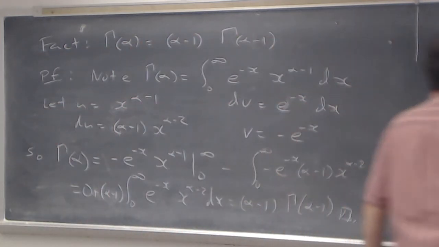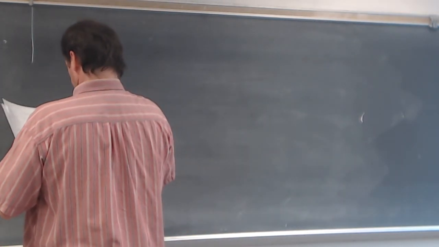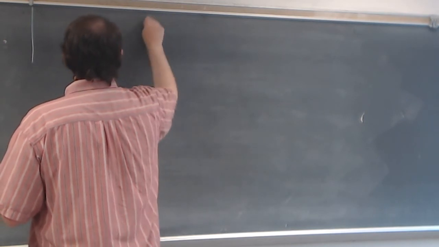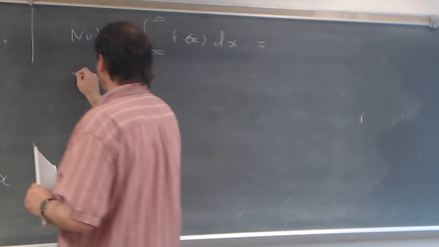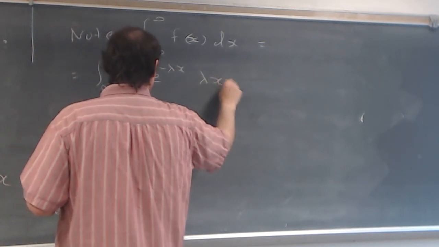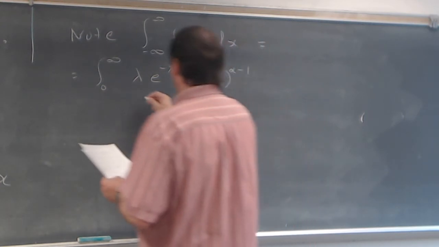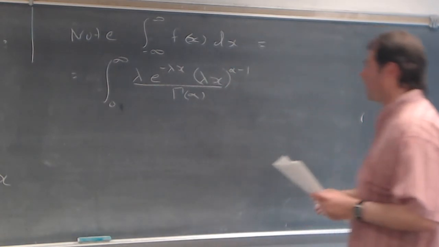Next thing I want to do is show that if you integrate the PDF of a gamma random variable, you get 1. So here, let's just note that the integral from minus infinity to infinity of f of x dx equals, well, this will become the integral from 0 to infinity. Here it would be, I think it was lambda e to the minus lambda x to the alpha minus 1 over gamma of alpha. Let me make the integral a little bigger. Okay, that's what we have, dx.